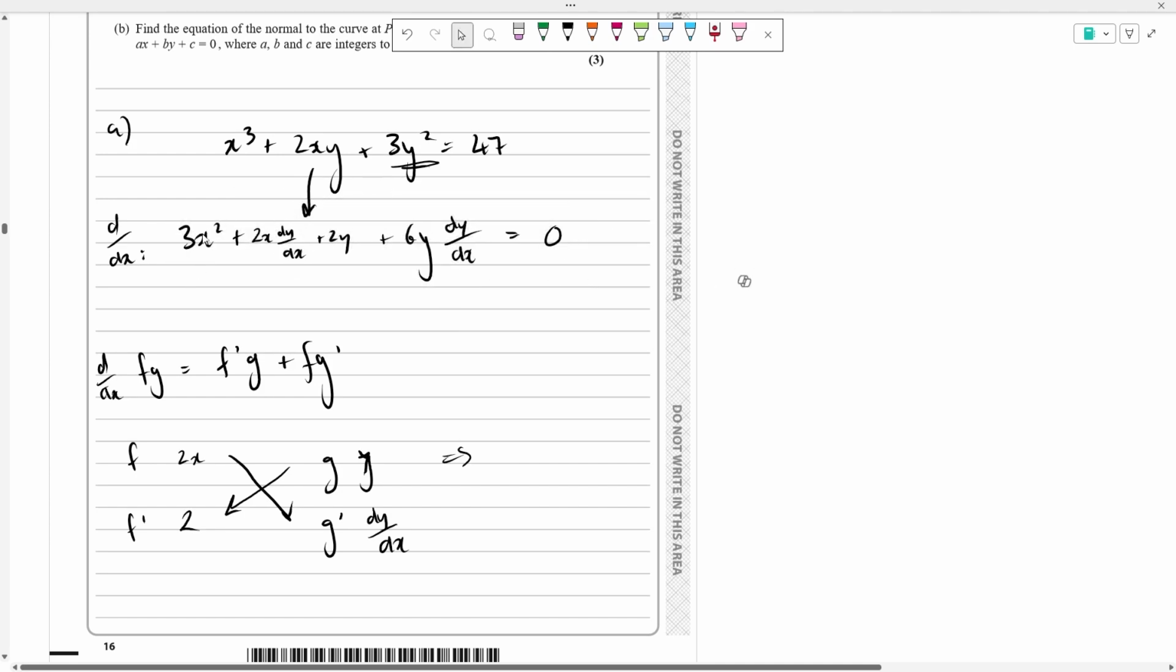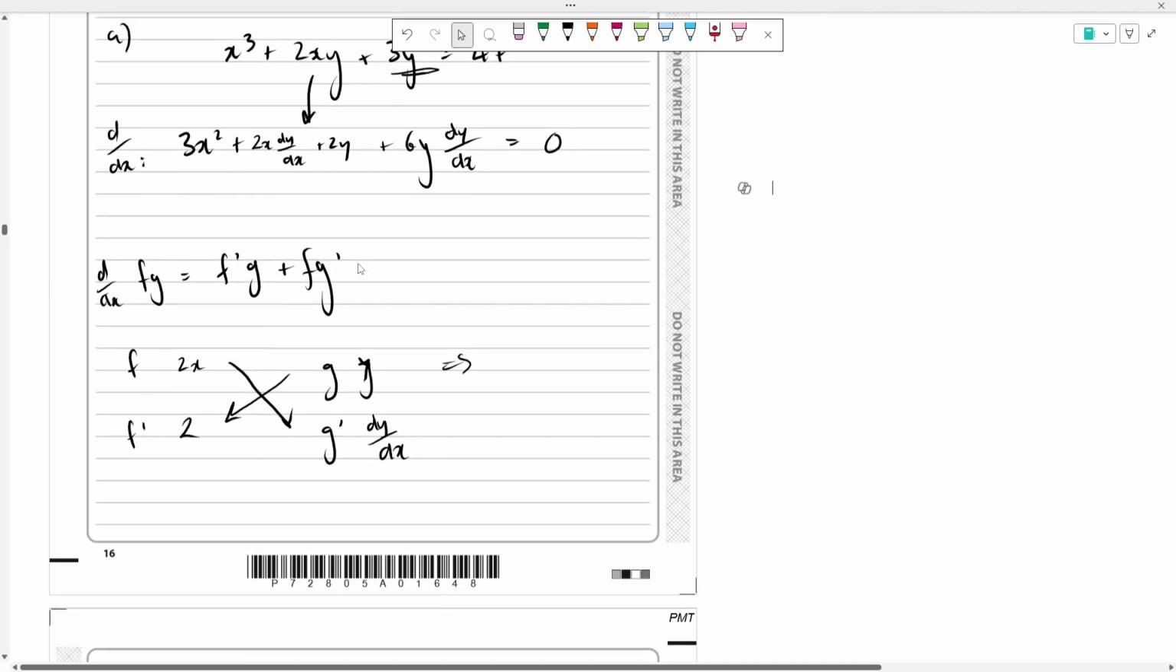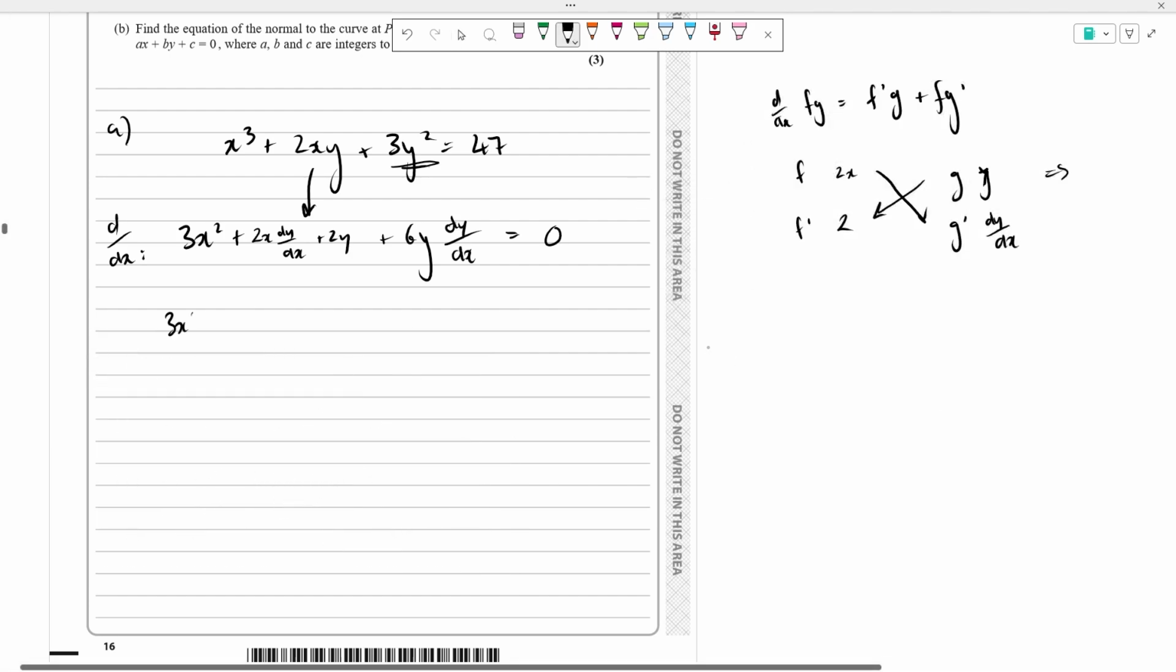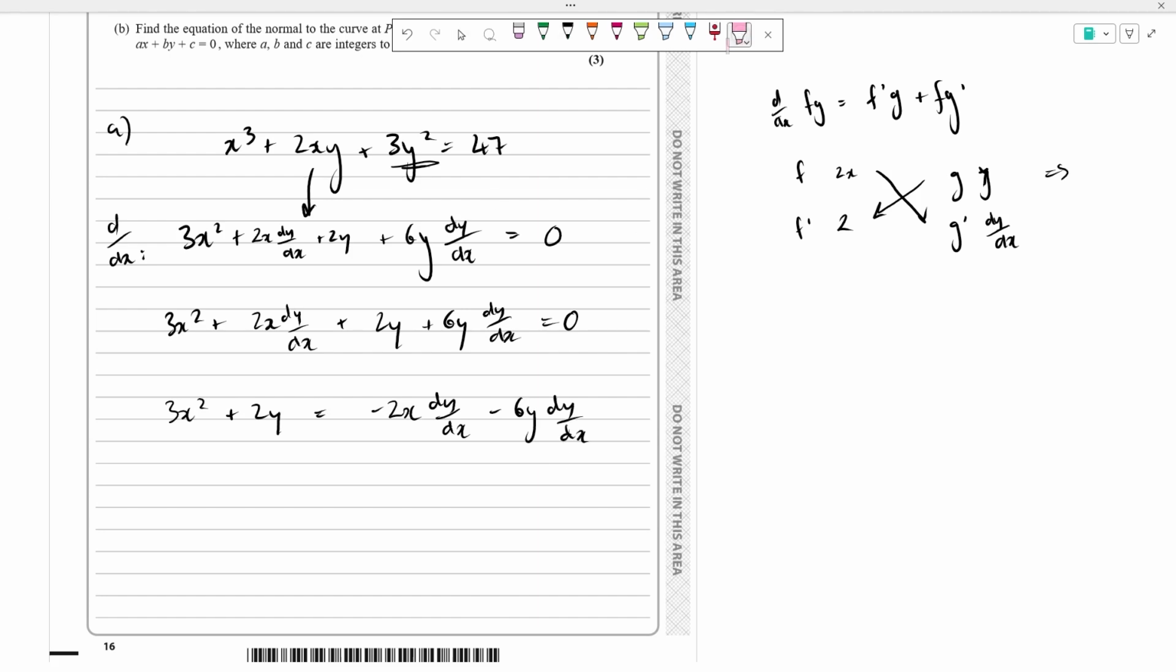All right, now we've differentiated this. I'm going to move all the dy by dx terms to one side. So actually, I'm going to move this to the side to have a bit of space for working. Okay, let me quickly rewrite this and make this look a bit cleaner. There we go. I'm going to move all the dy by dx to one side. So this ends up with 3x squared plus 2y is equal to minus 2x dy by dx minus 6y dy by dx. Okay, so I've moved these two terms, because these are being multiplied by dy by dx, to the right hand side. I've just subtracted them, and then these two terms, I've kept them together.